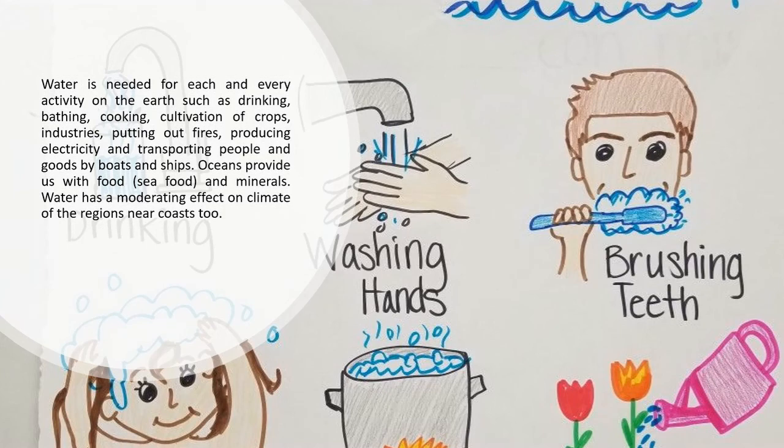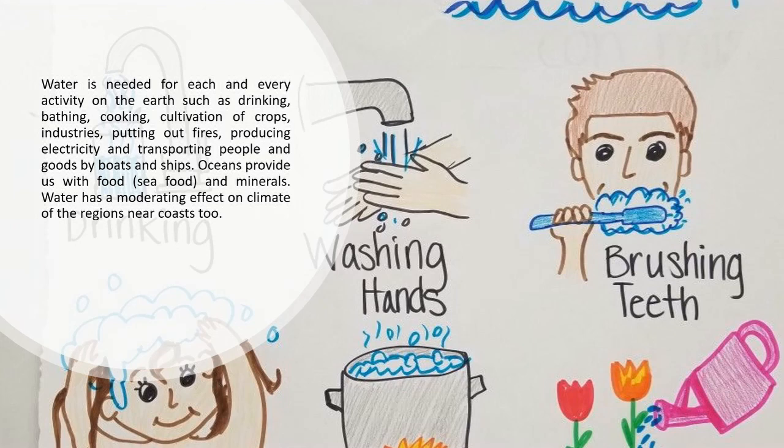Water is also moderating the climate, making the climate preferable for us to live. If you go to the coastal areas, you will see the climate over there is very moderate, neither too hot nor too cold, because of the presence of water. These are all uses of water and gifts of water to us. So be careful while using water. Use it very, very carefully.